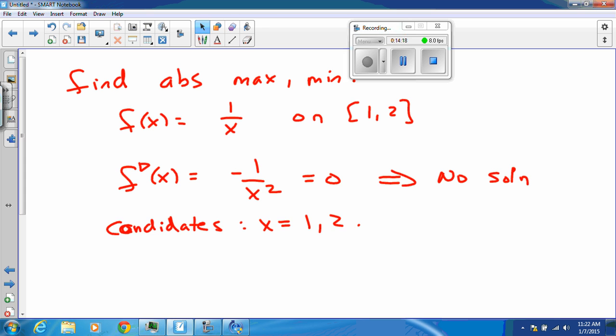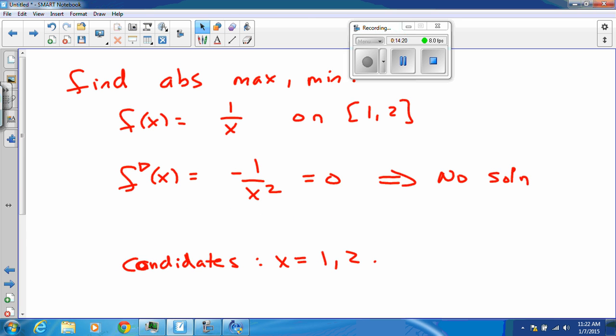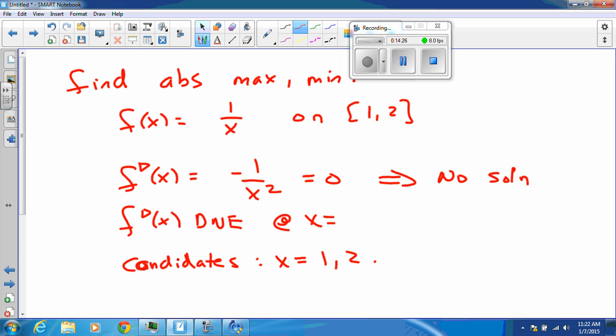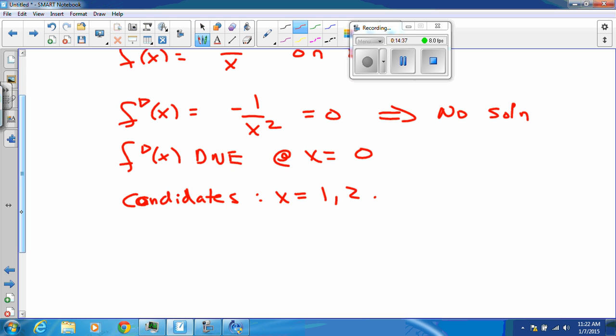x equals 2. I should also consider where f prime does not exist. And that would be at x equals, where does f prime fail to exist? 0. But that's outside of domain, so I'm going to ignore that. So my candidates are x equals 1 and 2.